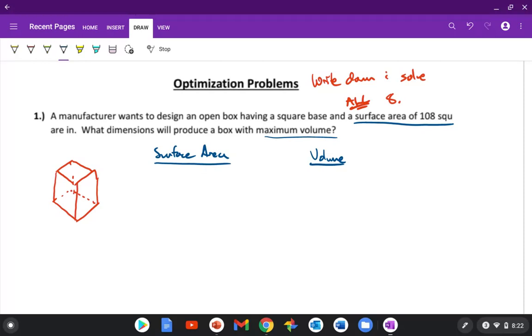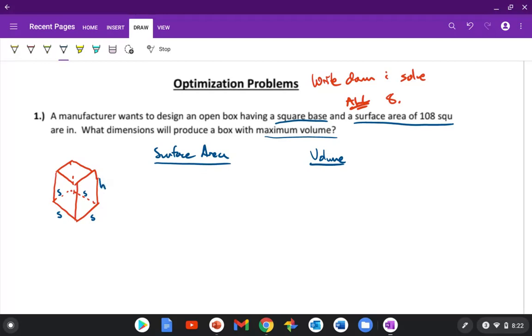So we want to maximize the volume, but the surface area we're going to use to eliminate one of the variables in volume. So if I were to label this box, the key thing here is a square base, because a square base tells us that the sides are all equal at this base. So this is the same and this is the same. All of these sides we call S. Let's call those sides S. And then there would be a height. We don't know the height, so we'll call that H.